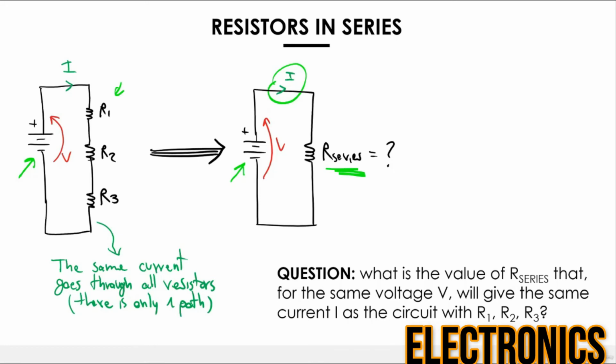So we really try to simplify the circuit. If the goal of the 3 resistors was to generate a certain current from the voltage of the battery, and we replace the 3 resistors with an equivalent resistor, nothing is really changed.